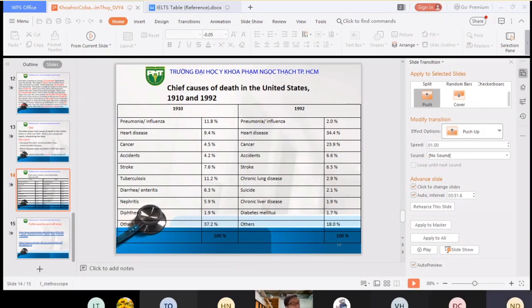The table has the mainly reasons of death in the U.S. in two different years, 1910 and 1992. Overall, the primary cause of death is others in 1910. By contrast, in 1992, heart disease is the highest reason of death in US.